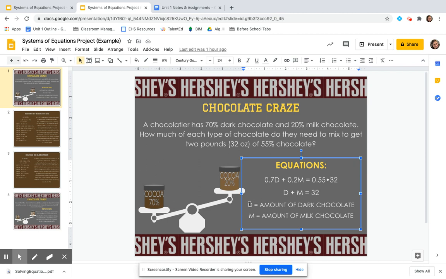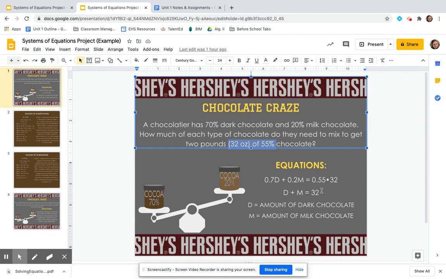And then I said D equals the amount of dark chocolate because that's why I used the letter D for that one. And I used M for the amount of milk chocolate. In my problem, it was 70% dark chocolate, so I put 70% as a decimal. And I put 20% as a decimal with the M because it's 20%. And then I multiplied 55% by 32 ounces because that's how much we wanted of cocoa in the end.